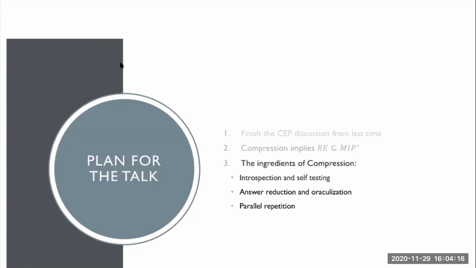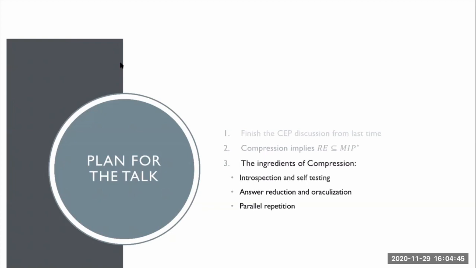Then I will talk about answer reduction, because we said that we had a big protocol and we try to reduce the sizes of the questions in this protocol and somehow also reduce the size of the answers in this protocol, and in this way get a compressed protocol. So the destination was to have the compression theorem. This is our goal, and this is the way compression is done.